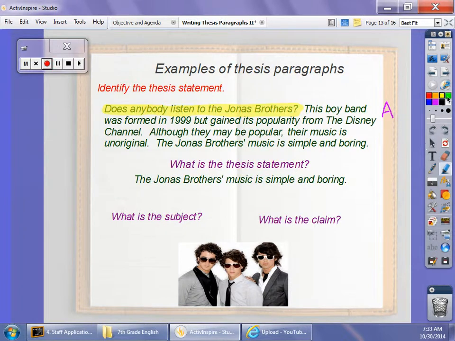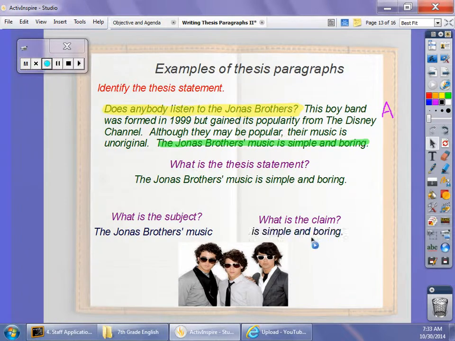Now, you'll realize that this is written at the end of the thesis paragraph. Okay, now this has to have a subject and a claim. The subject is the Jonas Brothers' music. Okay, that's what we are writing about. And what is your claim about what you are writing about? Well, that it's simple and that it is boring. So we have the attention, the narrowing, which we will get into more detail later, and we have the thesis statement.